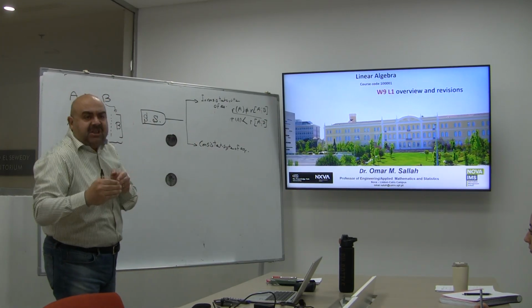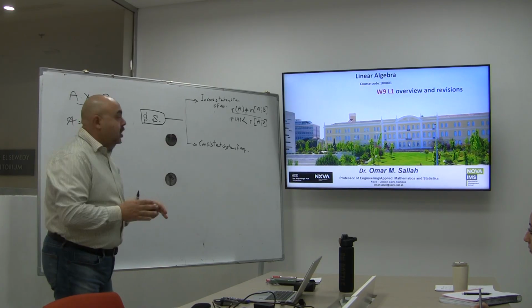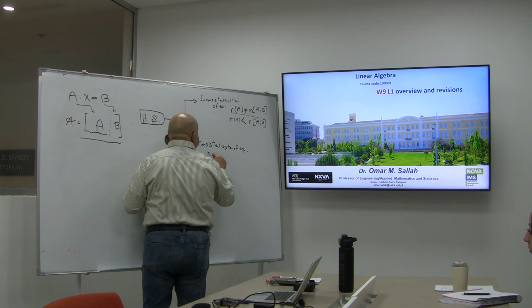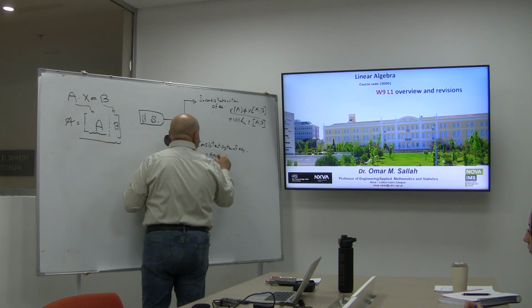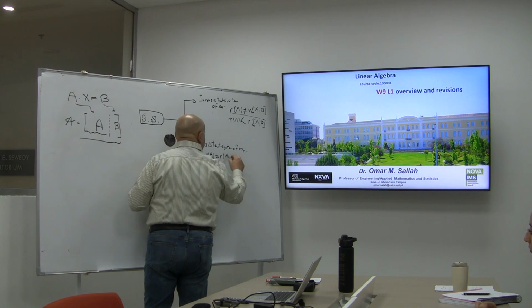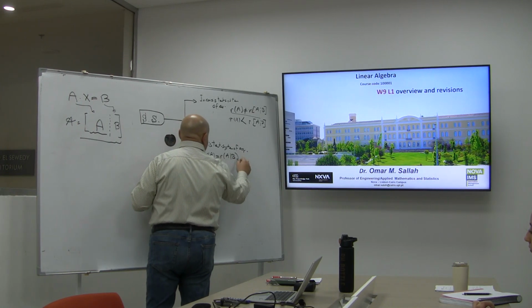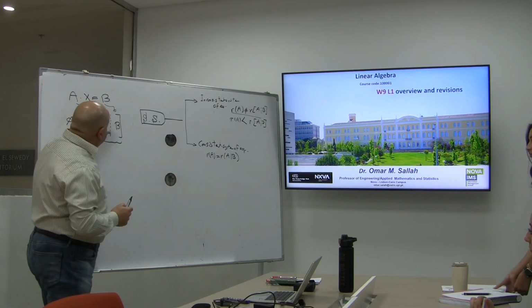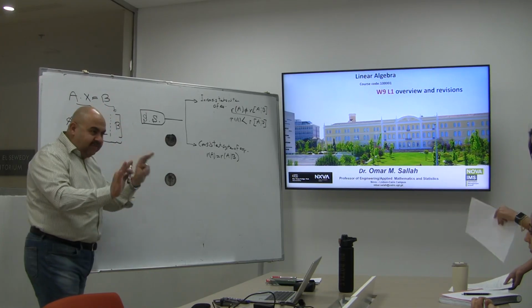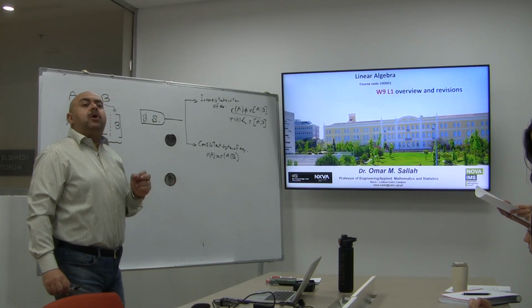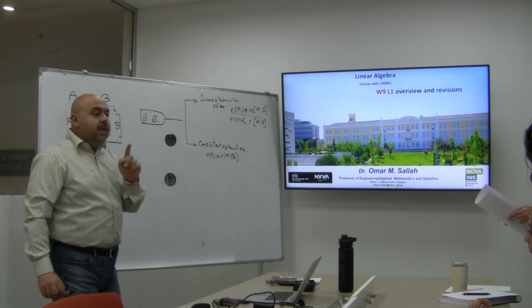To have a consistent system of equations, the ranks should be equal to each other. So rank of A should equal the rank of A given B, or A and B, or the augmented matrix. So the smaller and the longer matrix, both of them have the same rank. They are equal to each other. This is going to give you a consistent system.